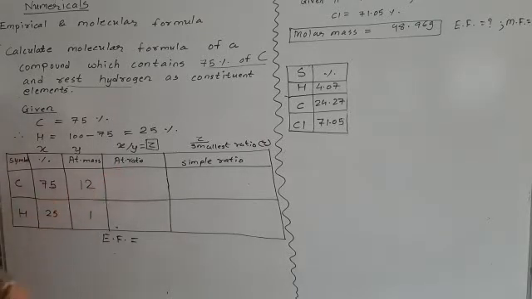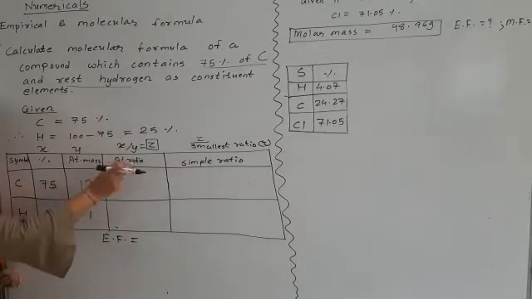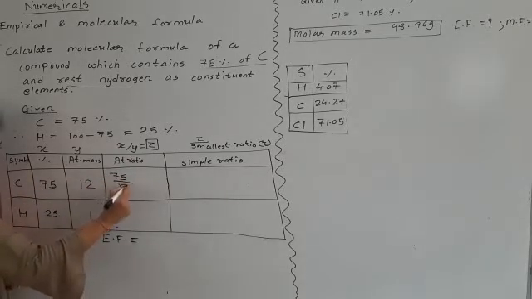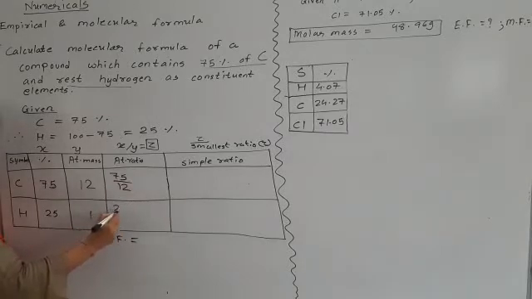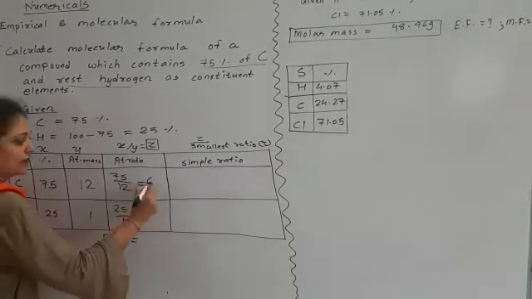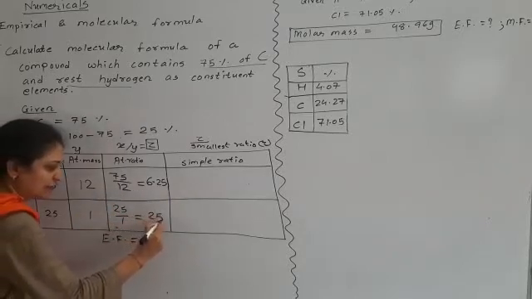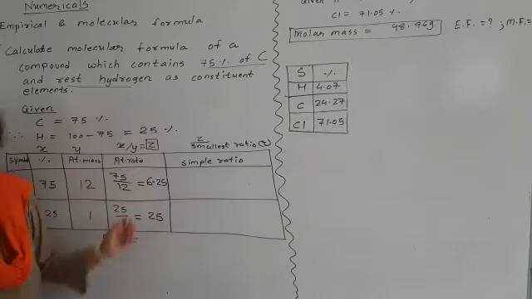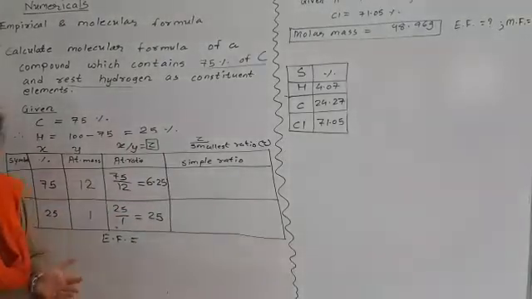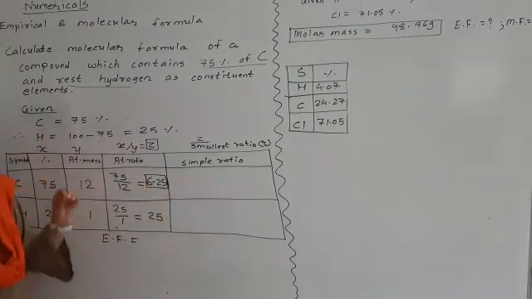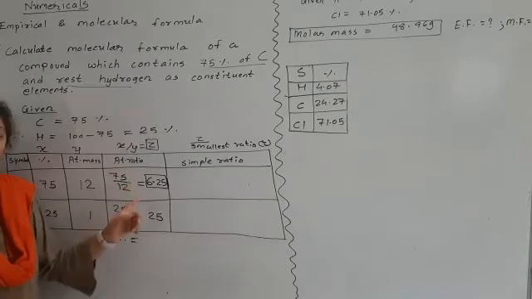Then obtain the atomic ratio. Suppose this column is x and this column is y, then atomic ratio is x upon y. So in the first column it will be 75 upon 12 and in the second column it will be 25 upon 1. Solve it. When you solve this, your answer will be 6.25 for this and 25 for this. Suppose my answer is z. Then find out which is the smallest z. So the smallest z is 6.25. You have to divide all the rest of the z by the smallest z.